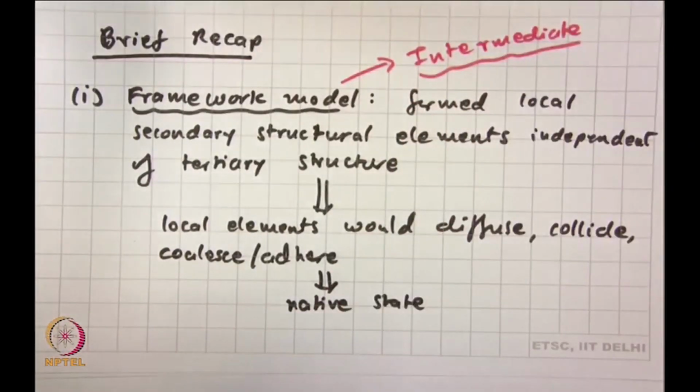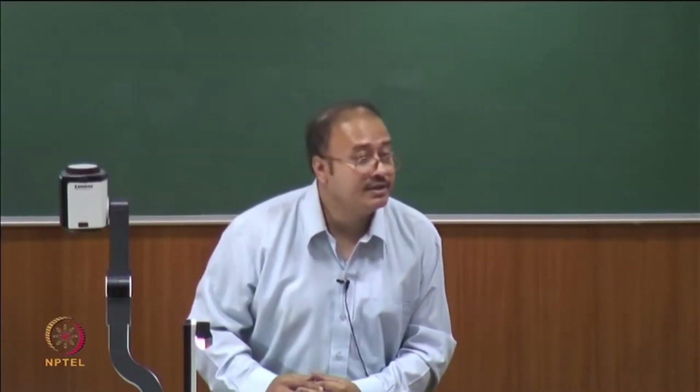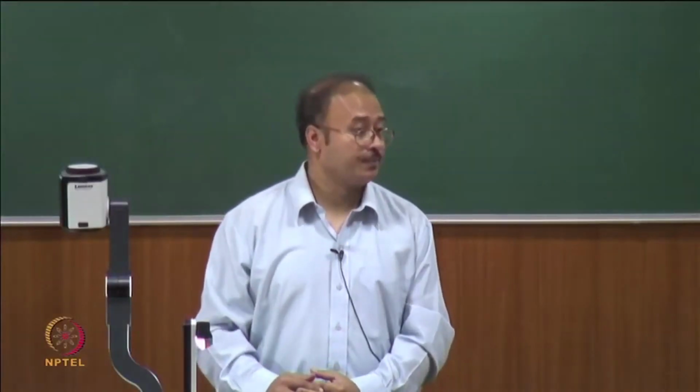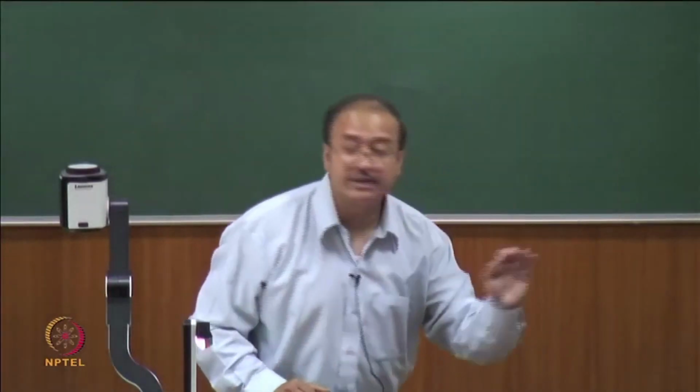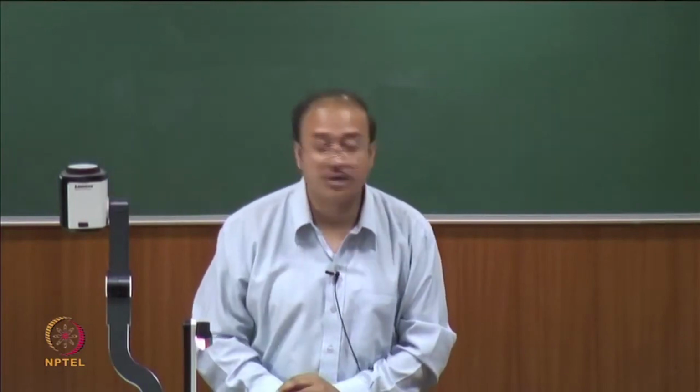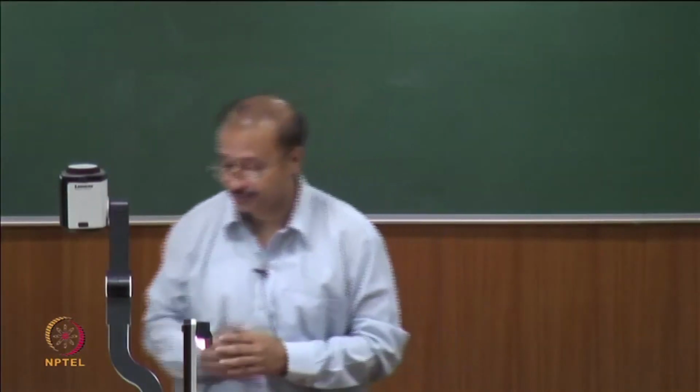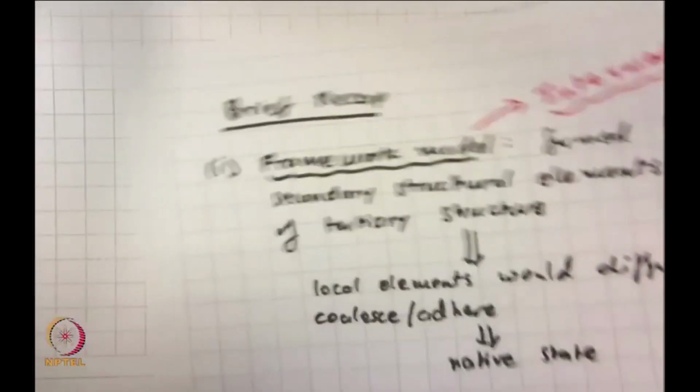And before this nucleation mechanism, almost everyone thought that an intermediate is a must for protein folding. Whether we are able to see it or not is a different issue, but intermediates have to be there, because you are talking about such a complicated scenario, right. So, this was about the framework model.